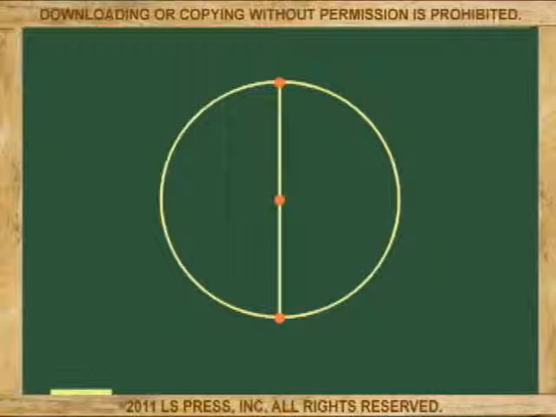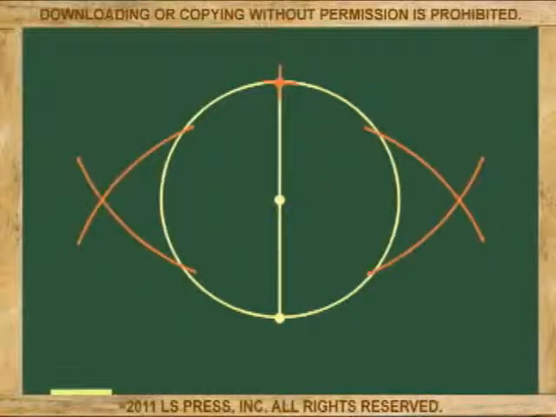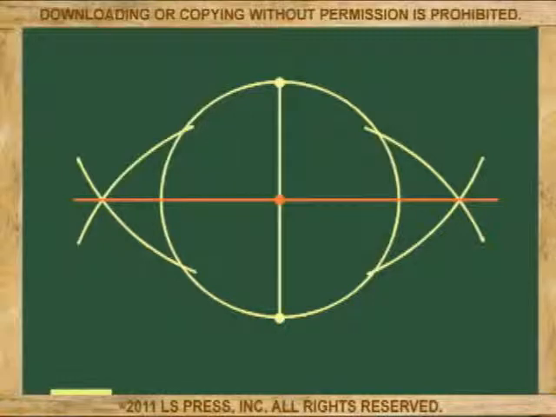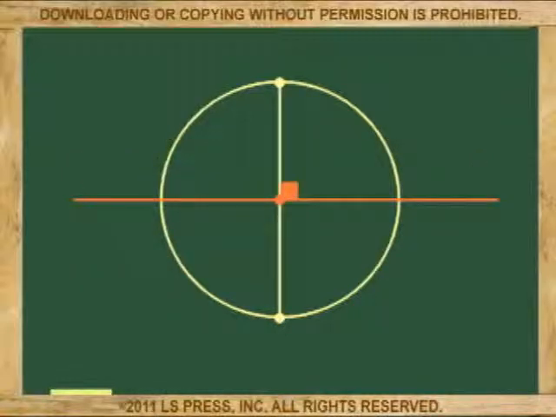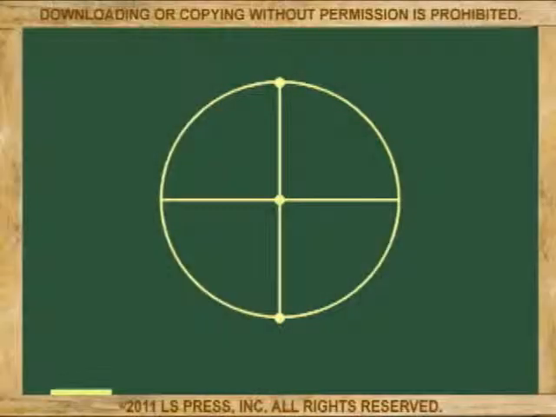Once one diameter is in place, we construct the perpendicular bisector of the vertical diameter. This new diameter, because it is the perpendicular bisector, forms 4 right angles at the center of the circle. Now we start to build our polygons.